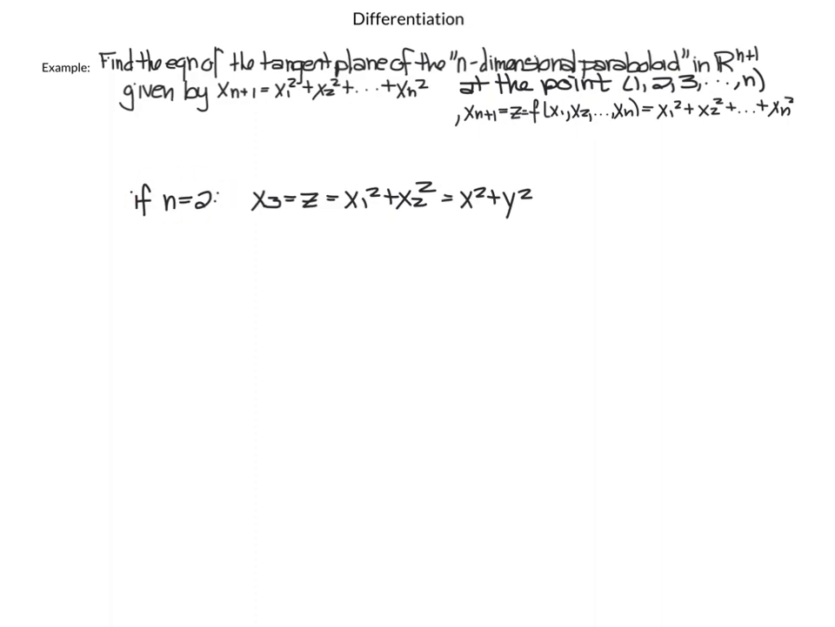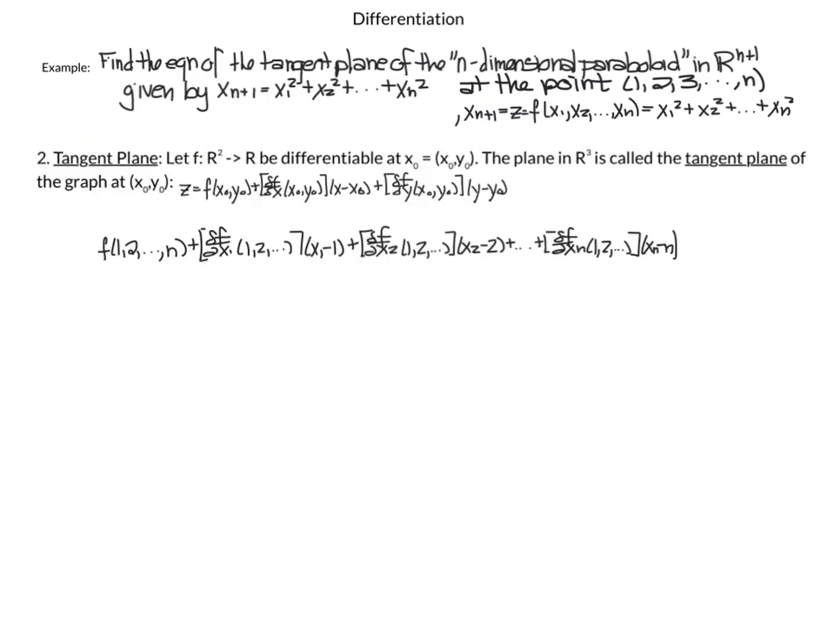And so for example, if n is equal to 2, then x3, which we'll call z, is equal to x1 squared plus x2 squared, and we can call this x1 x and this x2 y. So you have the familiar paraboloid shape. I have copied our equation for the tangent plane, and remember this is to go from R2 to R, so it's only two-dimensional, so we can kind of extend that.